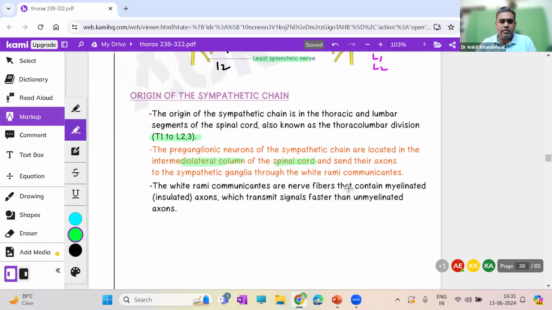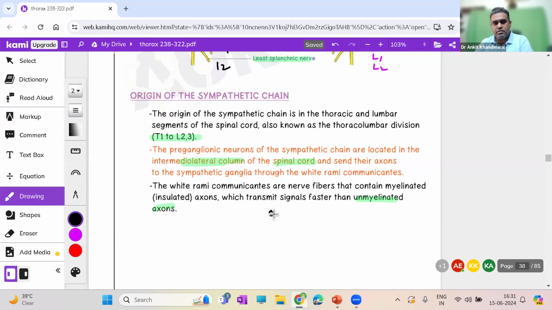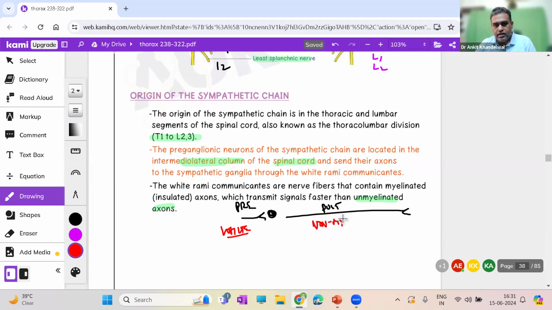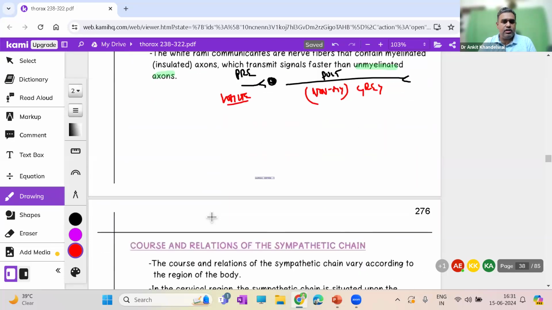The white rami are nerve fibers that contain myelinated axons, which transmit signals faster than unmyelinated axons. See, there are two things over here. If you have a sympathetic ganglion like this, then there will be a preganglionic nerve and a postganglionic nerve. Pre, as we said, is a smaller nerve, and post is a longer nerve. This preganglionic nerve over here is myelinated, so it is known as white rami. This postganglionic nerve is non-myelinated, so we call it gray rami communicantes. Do remember this part. So the myelinated one is the preganglionic.